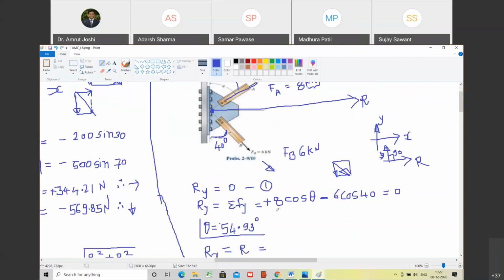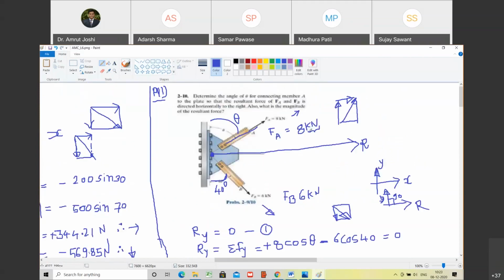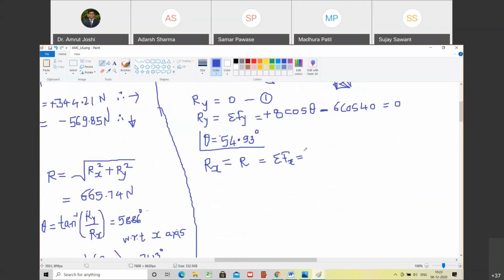Now, tell me what it will be. So, it is going to be summation Fx, summation along x direction. So, tell me how much is that? Summation Fx. So, first of all, the component of 8. How much will it be? 8 cos or sine? Sine, sir. Why? Because the angle theta is not between that component and the x direction. Yes, sir. Theta is between y and that component. We want the x component. So 8 sine theta. But theta we have already found out. So it is 8 sine 54.93.